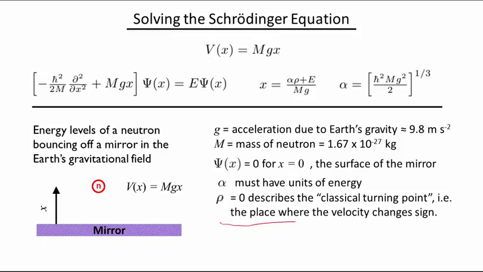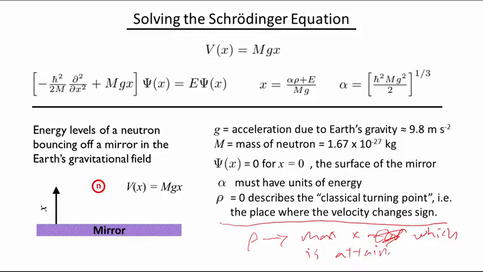So I hope it was easy for you to find that the value of rho equals 0 describes the classical turning point. That is, the place where the velocity changes sign. It represents the maximum distance, the maximum value of x which is attained in classical motion.